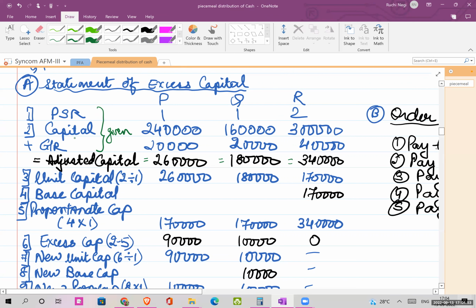Okay, then we will calculate the unit capital. Okay, how do we get the unit capital? Unit capital means adjusted capital, that is step 2, divided by step 1.